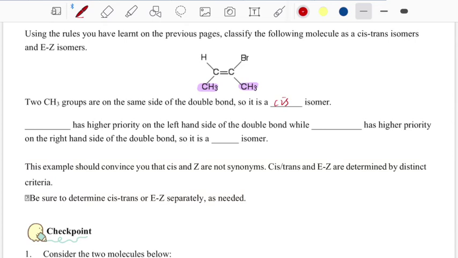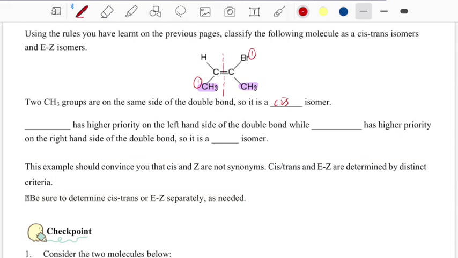And then let's try to work out the higher priority groups on both sides of the double bond. On the left hand side, the higher priority should be given to the methyl group because carbon has a higher atomic number than hydrogen. On the right hand side, we need to compare the atom directly attached to the carbon. So it should be bromine and carbon. Carbon has atomic number 6, bromine has atomic number 35. So the higher priority should be given to bromine.